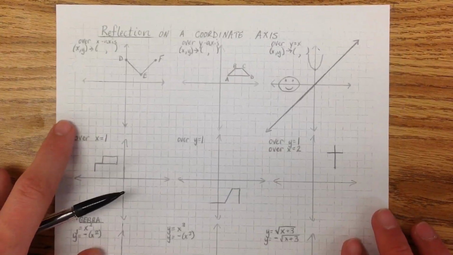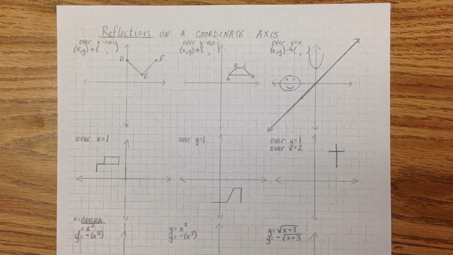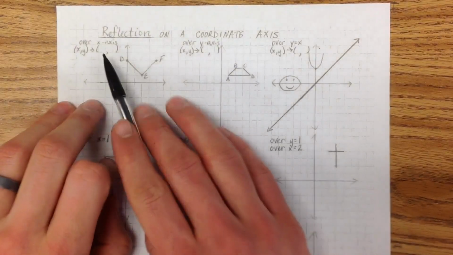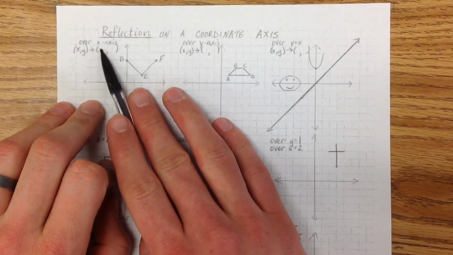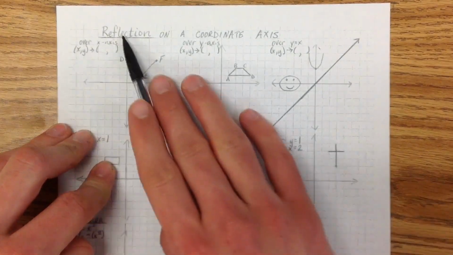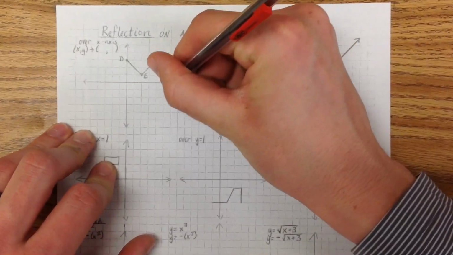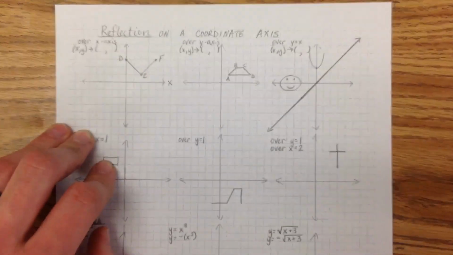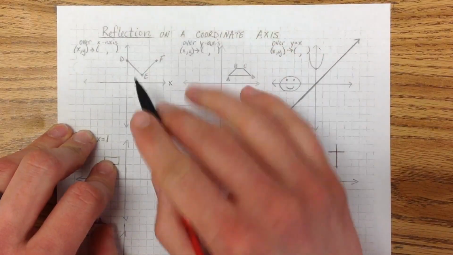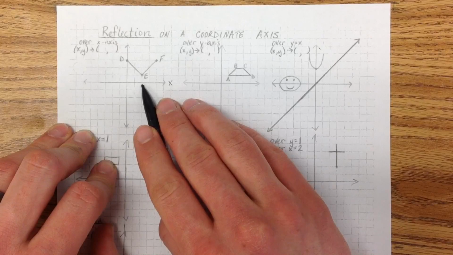Now we're going on to reflection on the coordinate axis using a coordinate plane. So, if we're reflecting over the x-axis, remember this is x, this is y. So, for reflecting over the x-axis, technically, I'm reflecting over this point 2, 0.